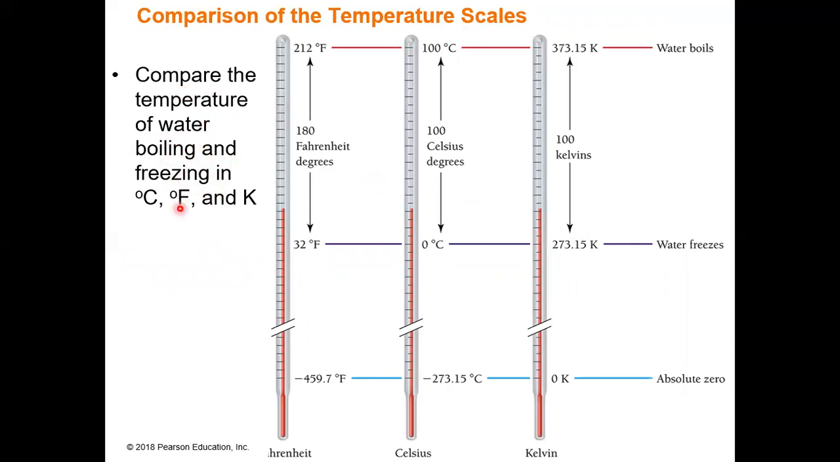For example, we have three different temperature scales: the Fahrenheit scale, the Celsius scale, and the Kelvin scale. Water freezing is 0 degrees Celsius, 32 Fahrenheit, and 273.15 Kelvin. Water boils at 100 degrees Celsius, 212 Fahrenheit, and in Kelvin it will be 373.15.